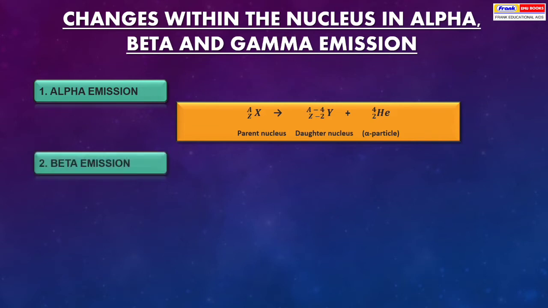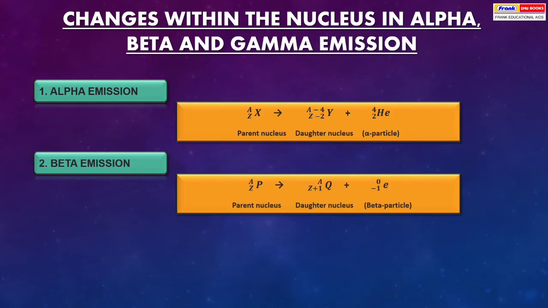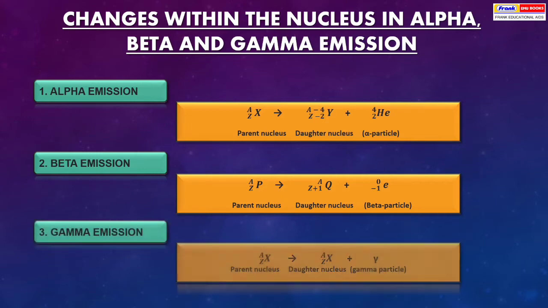Beta emission: parent nucleus P with mass number A and atomic number Z gives daughter nucleus Q with mass number A and atomic number Z+1 plus a beta particle. Gamma emission: parent nucleus X with mass number A and atomic number Z gives daughter nucleus X with mass number A and atomic number Z plus a gamma particle.